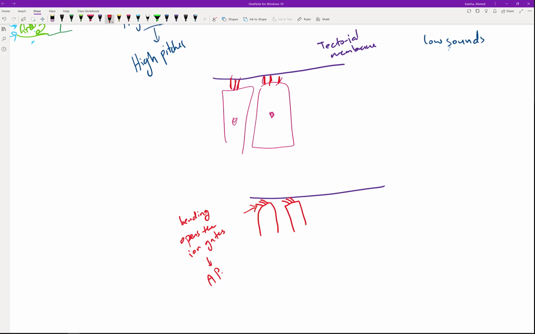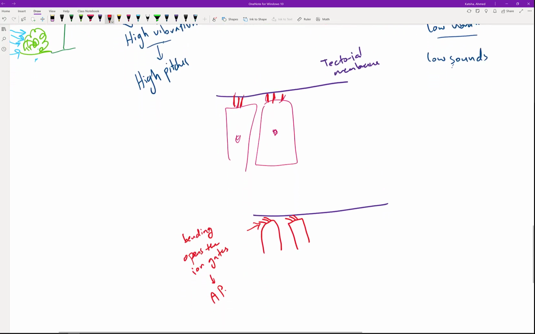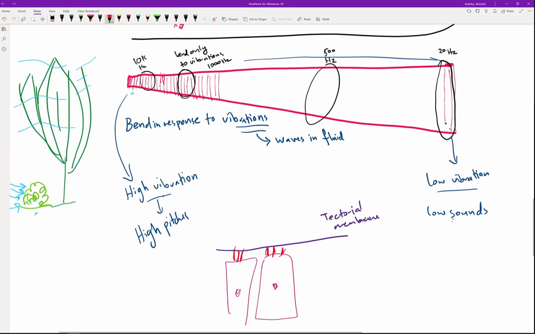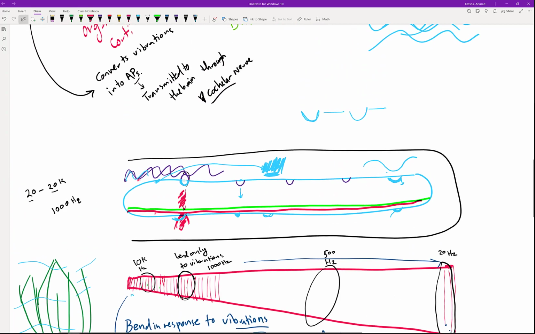So the whole concept is that we want those hairs to be bent and open the channels so we can induce action potential. How do I get them bent? I need to move them against the tectorial membrane. And how do I move them against the tectorial membrane? By inducing vibrations in the basilar membrane.